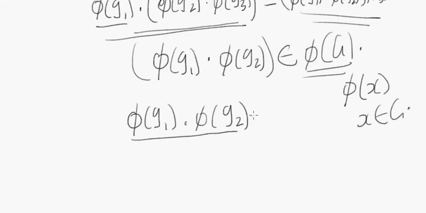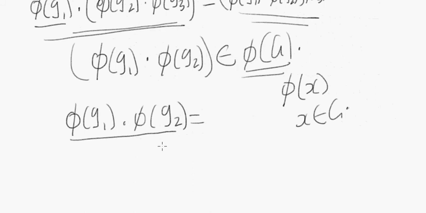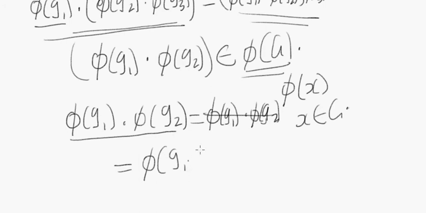Well, phi is a homomorphism. So remember, one of the defining properties of a homomorphism is that phi of g1 times g2 equals phi of g1 times phi of g2. So phi of g1 times phi of g2 is actually equal to phi of g1 g2, because phi is a homomorphism. That's what it means to be a homomorphism, right?